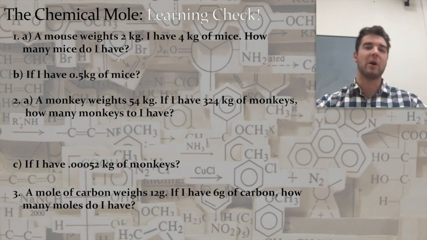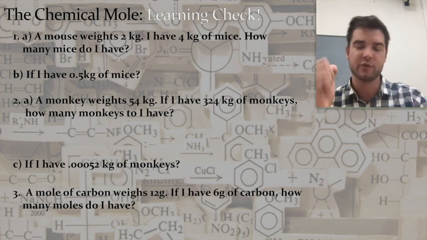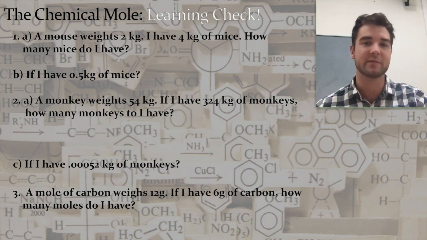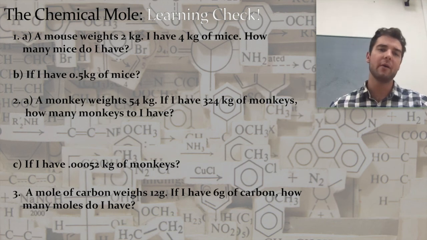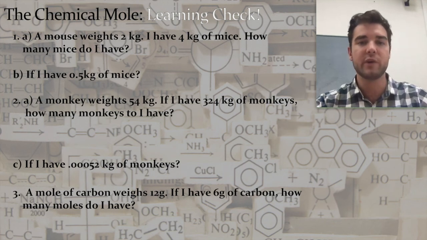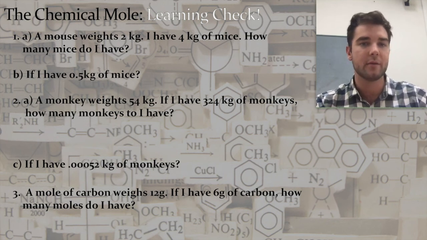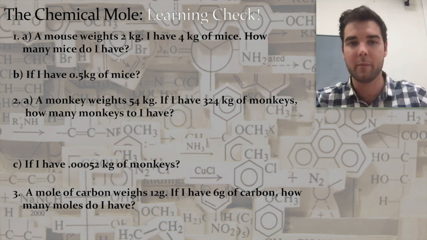All right, it's time for a learning check. Let's take that theory and do some questions to make sure we've understood it. Let's stop talking about moles so that when we do start talking about moles, things might make a little more sense. So a mouse weighs 2 kilograms, and I have 4 kilograms of mice. How many mice do I have? Well, if one weighs 2 kilograms and I have 4, clearly I have 2 mice.